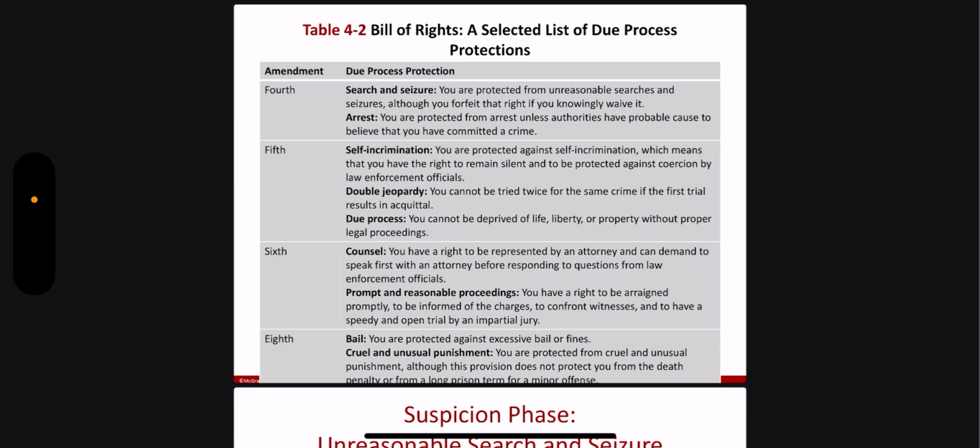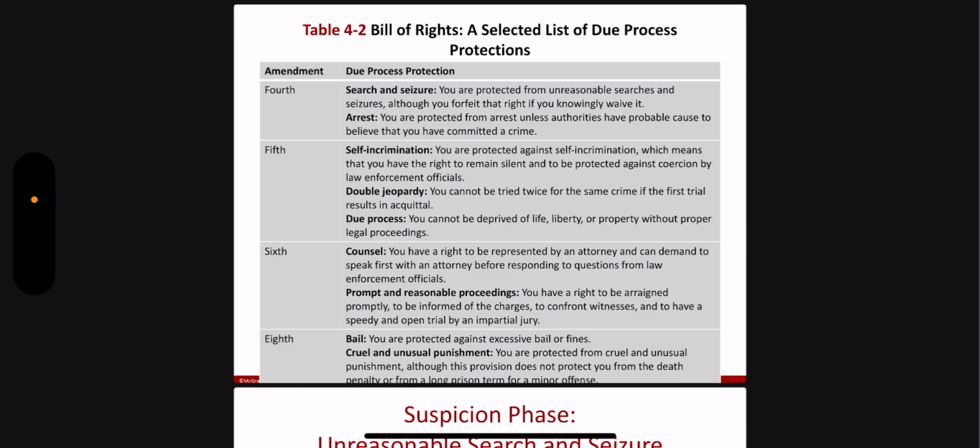And then lastly, with the Eighth Amendment, we have bail. So you're protected against excessive bail or fine. So as a teacher, if I get arrested for, I don't know, vandalism because I hit my neighbor's mailbox with a baseball bat, then I will maybe have to post a bond or bail to get out of jail. And it can't be excessive. So again, I'm a teacher, so the bail can't be like $10 million. The bail has to be reasonable.